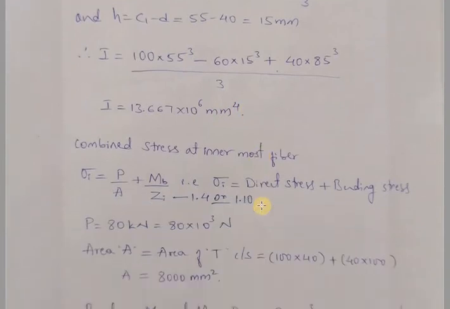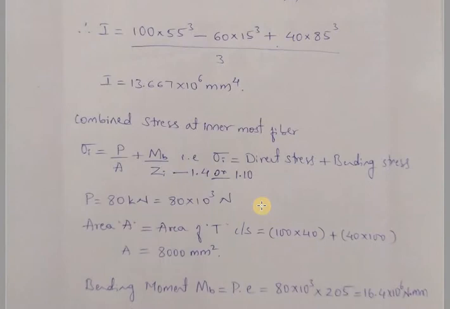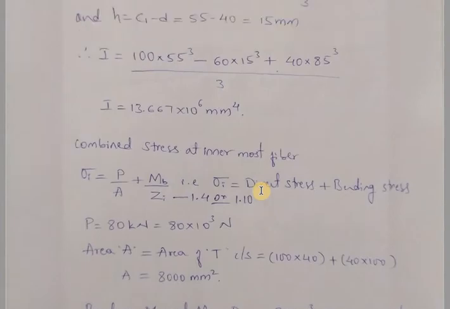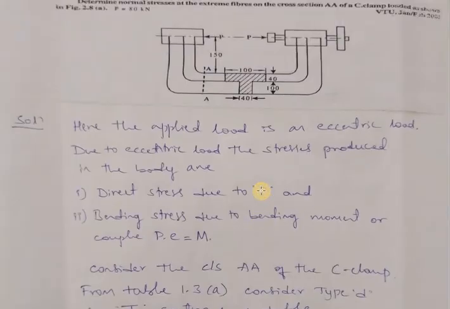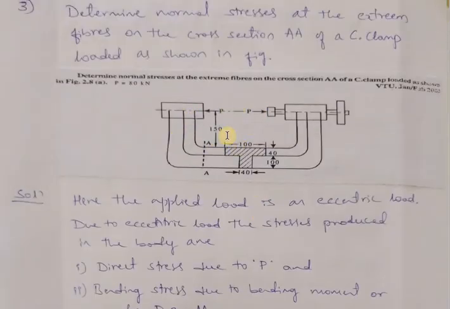Next, the combined stress at the innermost fiber. According to the given problem, this is the innermost fiber. The fiber which is nearest to the load is known as the innermost fiber, and the fiber which is farthest from the load is known as the outermost fiber. So first we will find the combined stresses at the innermost fiber.